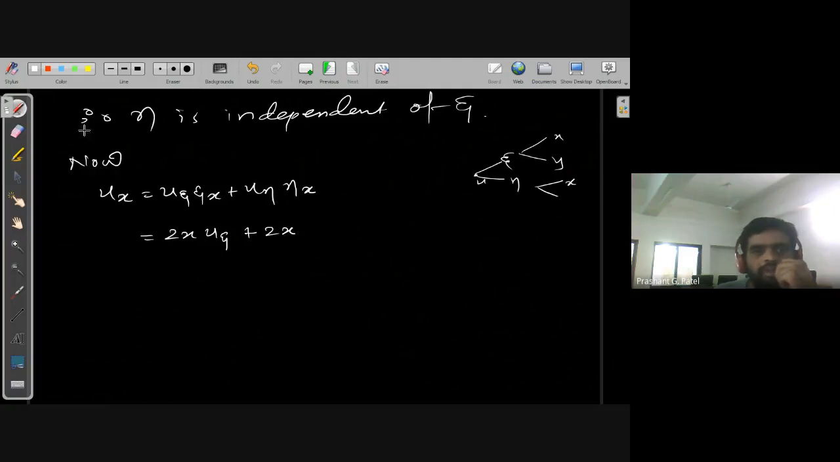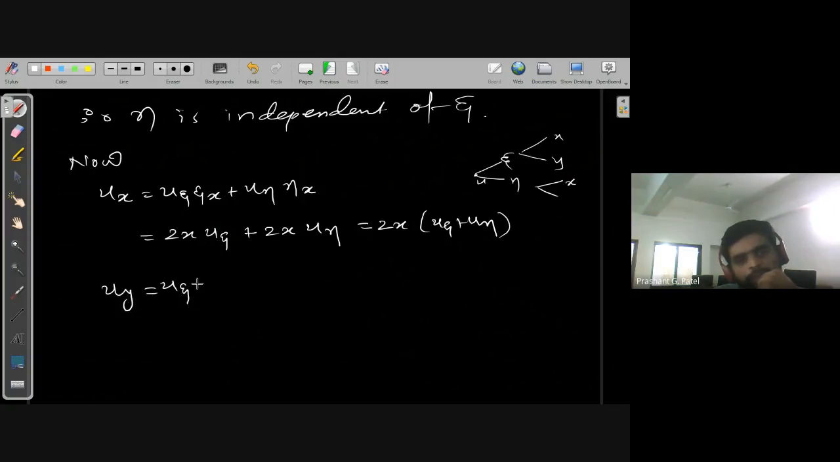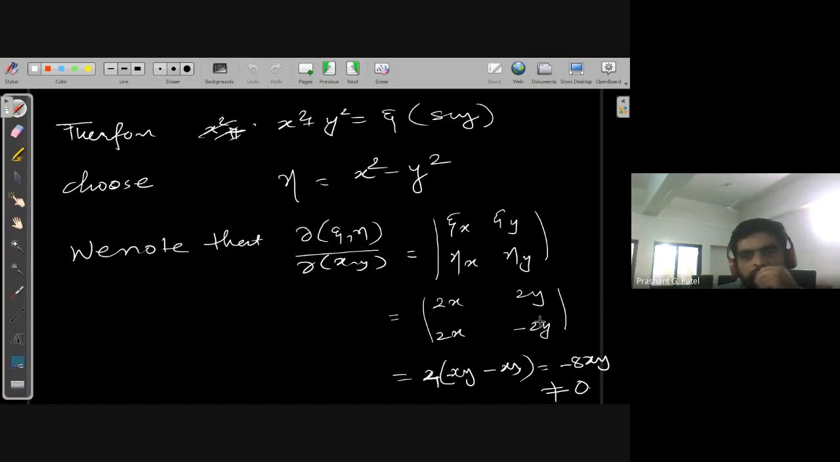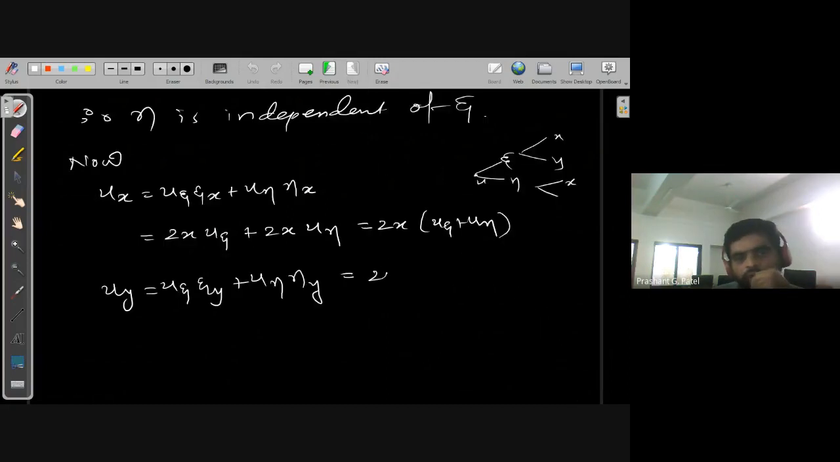Eta x is 2x and u eta. So that's why it is 2x into u xi plus u eta. Similarly, u y is u xi xi y plus u eta eta y. So we know that the value of xi y is 2y and eta y is minus 2y. If I take common 2y from that, we will have u xi minus u eta.